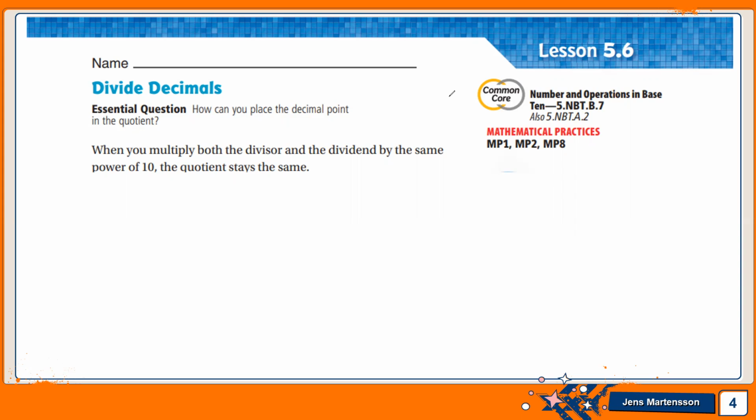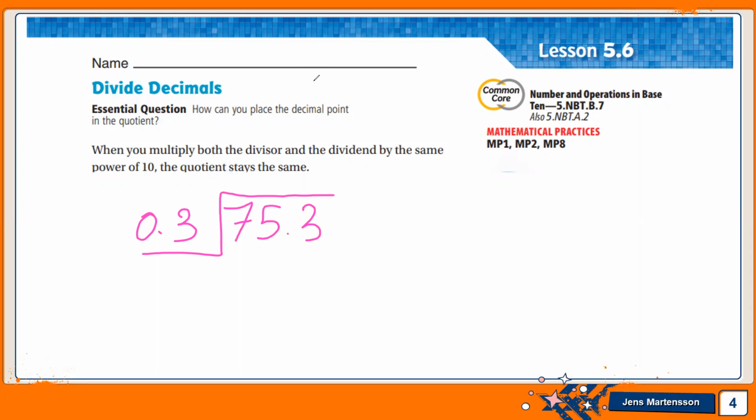Okay. Now, I will give you another example. Like if you have 75.3 divided by 0.3. Now, what do you have to do?